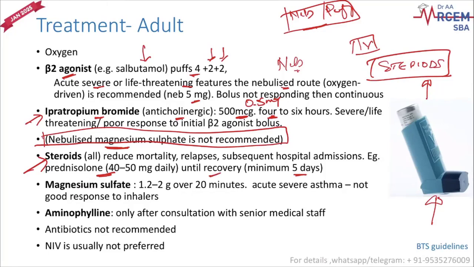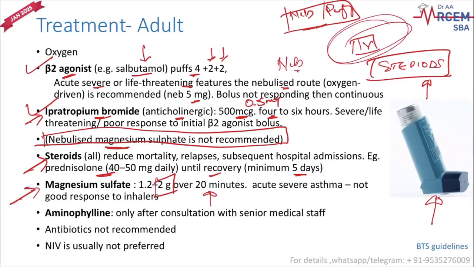You are given two nebulizers here. That is salbutamol. You add ipratropium bromide because it didn't respond to the salbutamol. So you added ipratropium bromide, still not responding. What do you do? You go ahead with intravenous drugs. The preferred, first line intravenous drug is magnesium sulfate, 2 grams infusion over 20 minutes. Still not responding, then you start aminophylline. Usually we need a senior medical staff's advice, that is, the consultant physician's advice, before we start it.